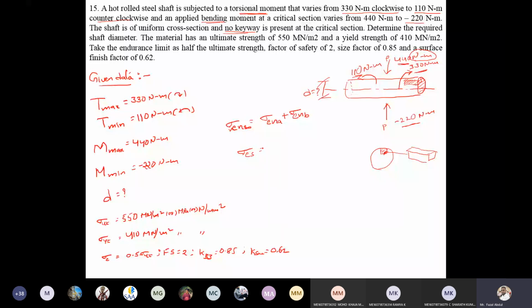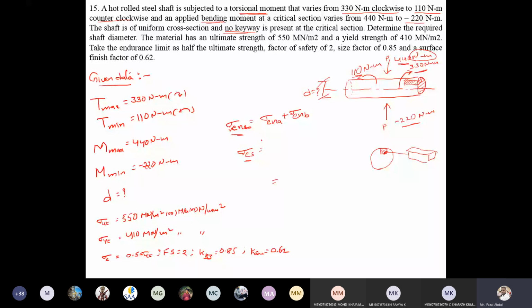After calculating these two, we need to substitute these two values in the maximum principal stress theory or maximum shear stress theory. In any one, we can substitute the value. Okay. So here in this problem, I am going to substitute these two values in the maximum shear stress theory. Okay, and I will get the answer. My question is to solve this problem with the help of maximum principal stress theory.